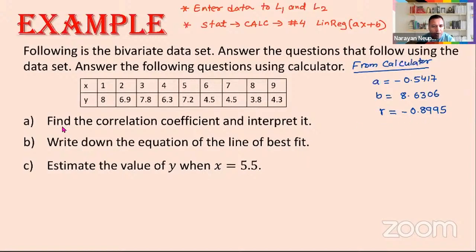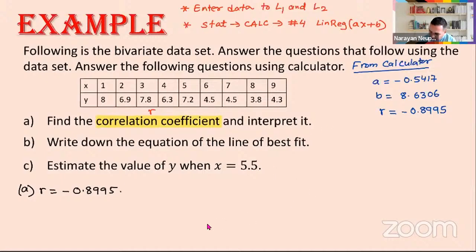Now, what we're asked to do in the first part, in part A, is find the correlation coefficient. The correlation coefficient is R. We need the value of R, and from calculator, you got R equal to negative 0.8995. And 0.89 is fairly close to -1. That means there is a strong relationship between the variable X and Y. But the relationship is negative. That means when X values are increasing, Y values are decreasing. So that is the meaning. We are asked to interpret that.